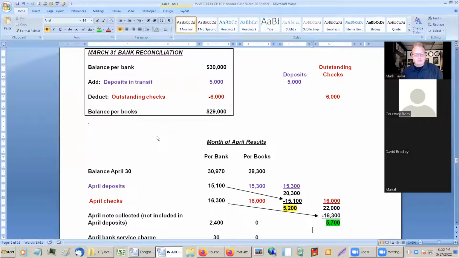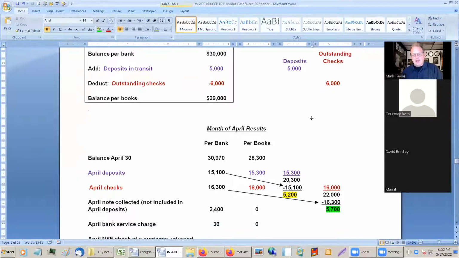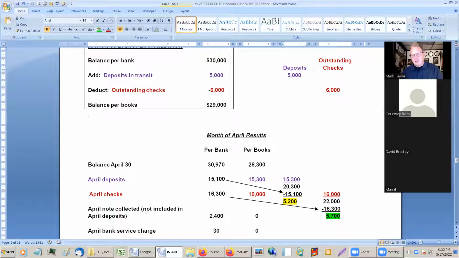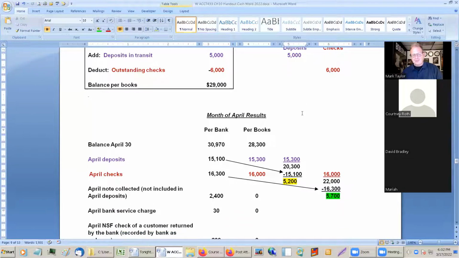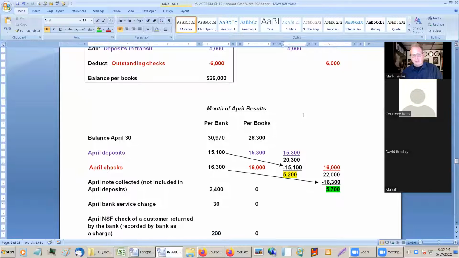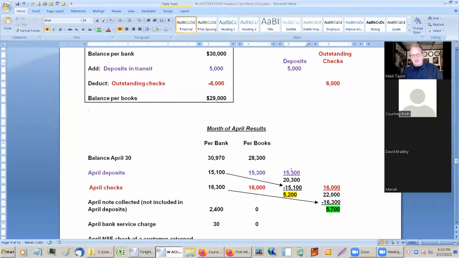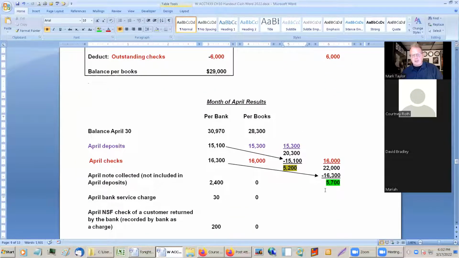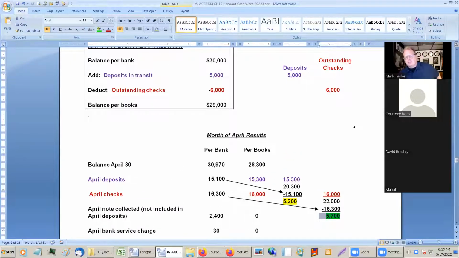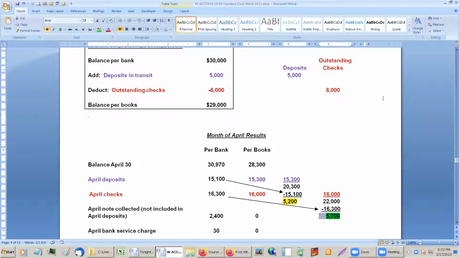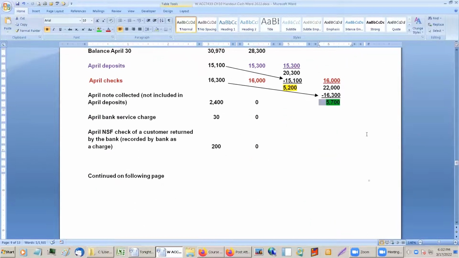Homework problem, the bank reconciliation. And this is kind of the tricky part, was getting the deposits and the outstanding checks. And he should have gotten 5,200 for the deposits in transit and 5,700 for the outstanding checks. And once you get that, the rest of this isn't too bad.